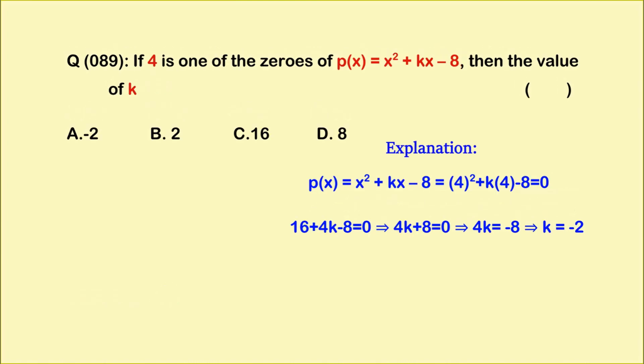Question number 89. If 4 is one of the zeros of polynomial p of x, that is x square plus kx minus 8, then we have to find the value of k. So given expression is p of x is equal to x square plus kx minus 8. If you substitute the value of x as 4, we will get 4 square plus 4 into k minus 8 is equal to 0. If you simplify the equation, 16 plus 4k minus 8 is equal to 0. 4k plus 8 is equal to 0. So 4k is equal to minus 8. So k is equal to minus 8 by 4. So 4 1s are 4, 4 2s are 8. So we will get k value minus 2. So the right answer is A.